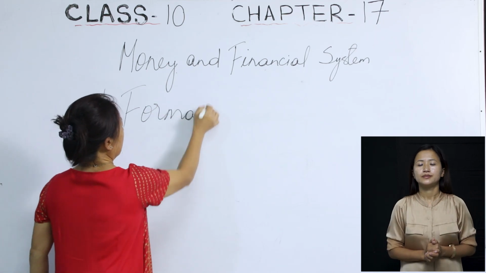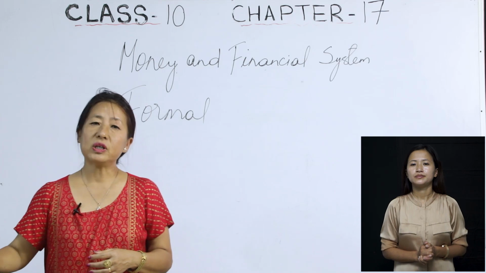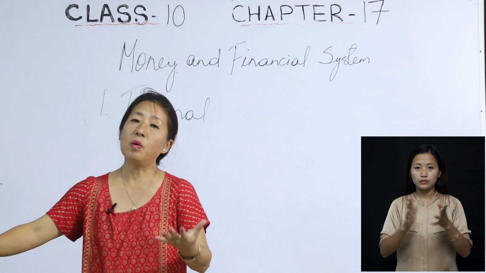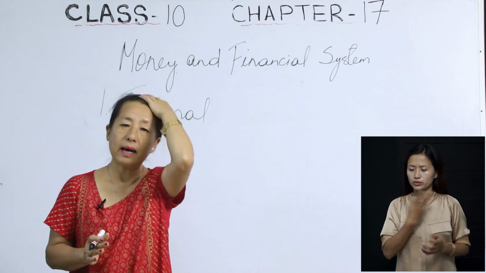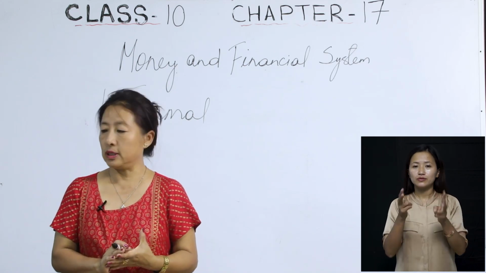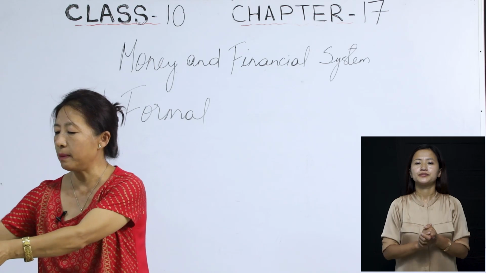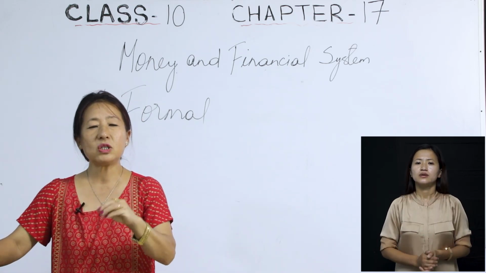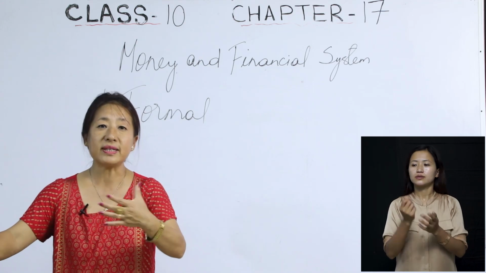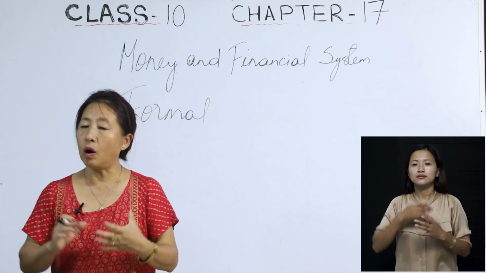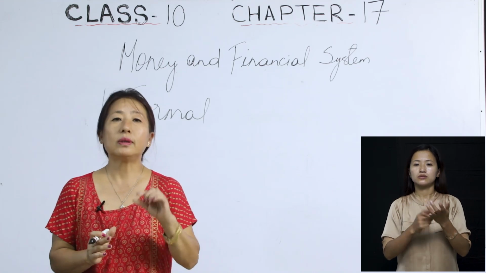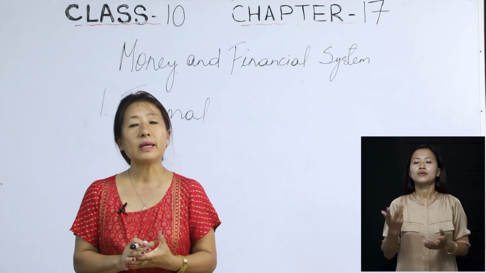The formal financial institution. Let's start with that. Now when we say formal financial institution, we are talking about the banks. Got it? The different kinds of banks. Those are called the formal financial system or institution. This formal financial institution refers to those financial institutions whose financial transactions, that is the dealings and all, are governed by rules and regulations. Got it? There will be rules and regulations. So that is the reason why it is called the formal institution.